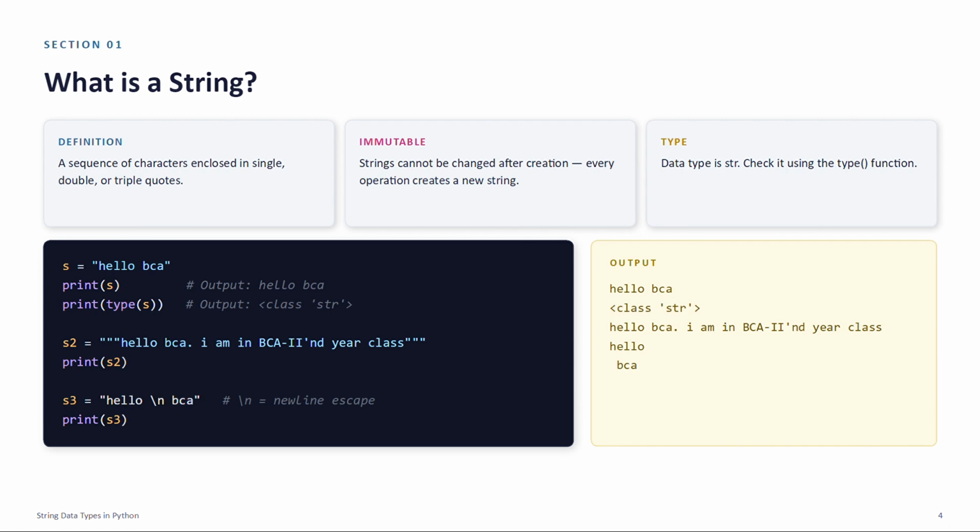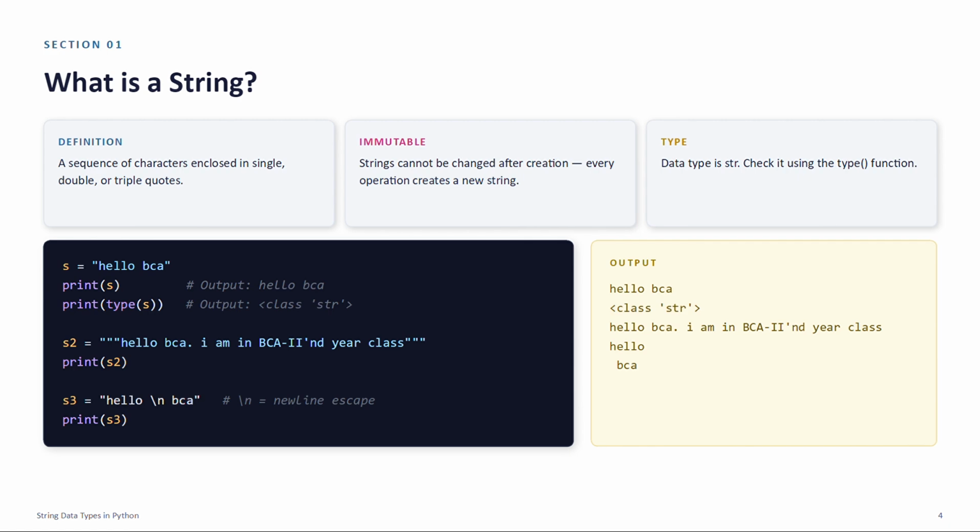Before moving ahead, we need to know what is meant by string. Basically, a string is simply a group of characters written inside quotes. You can use single quotes, double quotes or triple quotes. Strings are immutable in nature. Immutable means once you declare it, you cannot change it. It is a fixed one. So every operation creates a new string, and if you want to know the type of a particular variable which can store the value, you can use the type function.